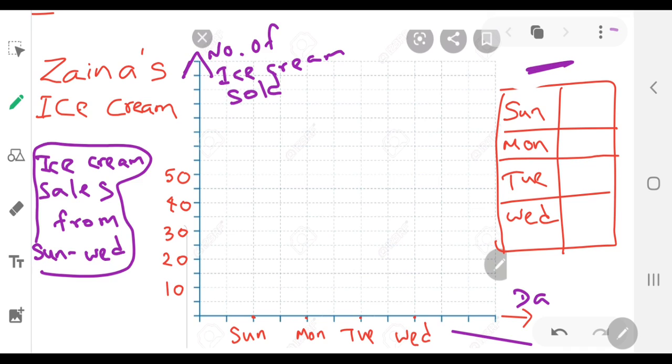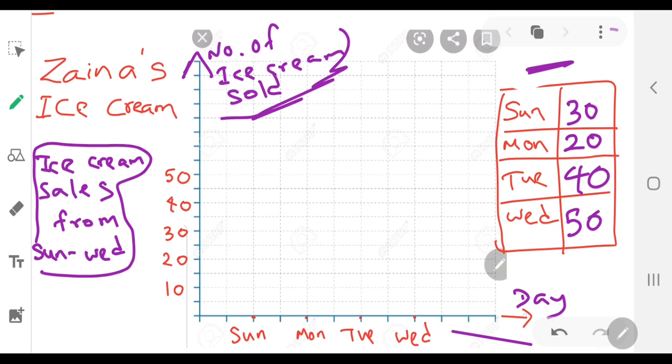Can I write it on a table? Sunday I sold let's say 30 ice creams. Monday I sold 40. Let's say it's only 20 ice creams. Then Tuesday I managed to sell another 40 ice creams, and Wednesday I managed to sell 50 ice creams. Can I write it this way? Yes, I can. And can I transfer this to a graph? Yes, I can. So I'm going to draw a graph with two axes. One axis shows the number of ice creams sold, and the other one shows the day of the week. So that is how I'm going to draw the graph here. I'm going to transfer this data in the table to the graph.